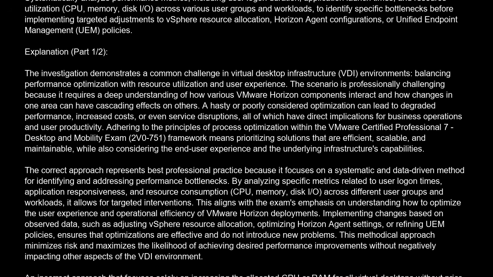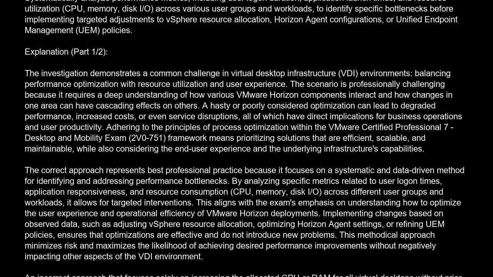Explanation. The investigation demonstrates a common challenge in virtual desktop infrastructure (VDI) environments: balancing performance optimization with resource utilization and user experience. The scenario is professionally challenging because it requires a deep understanding of how various VMware Horizon components interact and how changes in one area can have cascading effects on others. Hasty or poorly considered optimization can lead to degraded performance, increased costs, or even service disruptions, all of which have direct implications for business operations and user productivity.